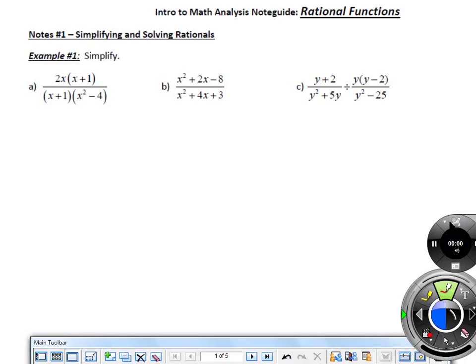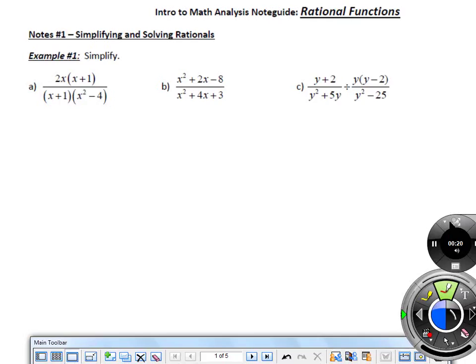Up here are 3 problems, and it says to simplify. So simplify just means to cancel as much as you can. Like if you had the fraction 3 over 6, you would simplify that to be 1 over 2 because they would both have a common factor of 3 in the numerator and the denominator. This is the same thing, but the factors are much more complicated.